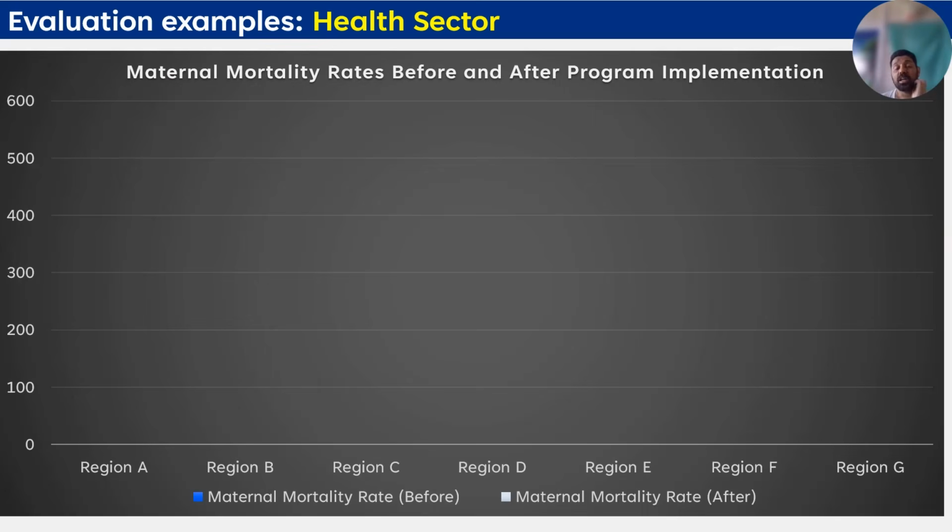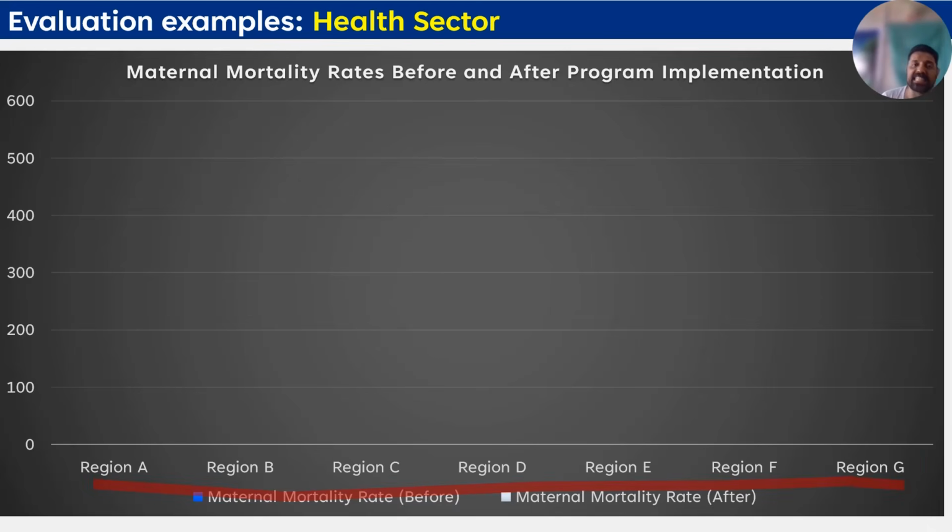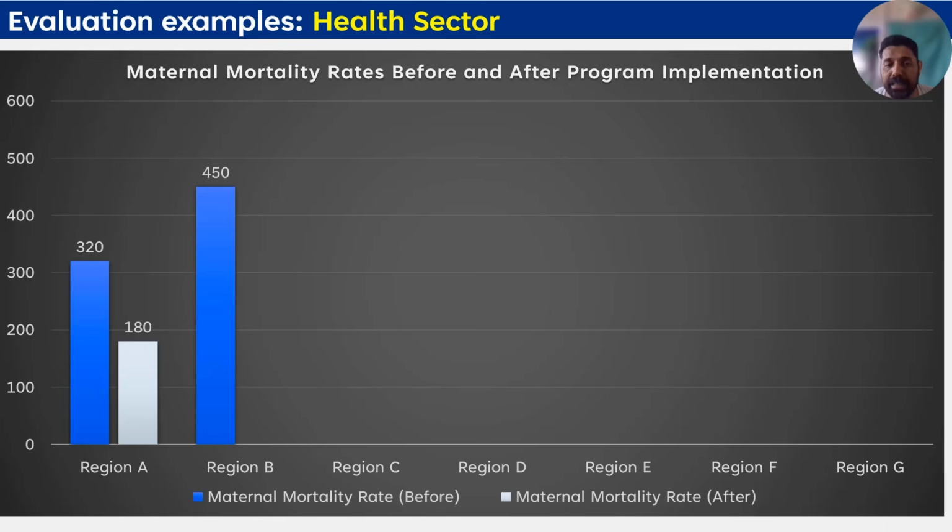Now when you conduct that evaluation, what will you have to present? You will have to present the data analysis. For example, there are different regions in that area, region 1, 2, 3. When you analyze the data, you will have to present it like this. For example, maternal mortality rate: this one shows the before status and this one shows the after status. So here you can see the reduction.